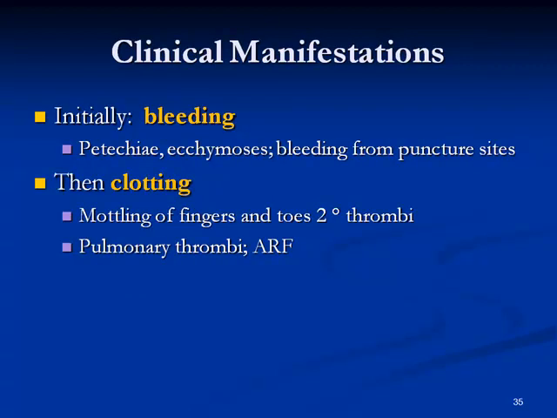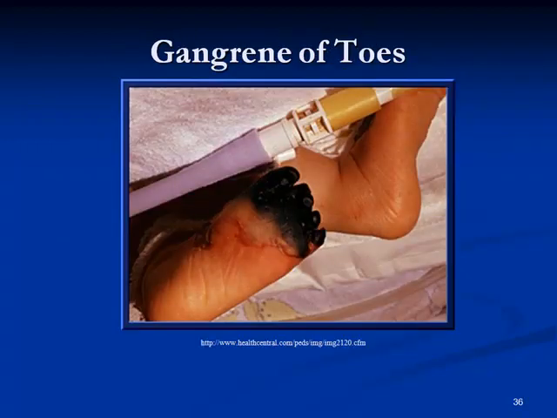So bleeding happens. We see bruising and petechiae, and then clotting, often mottling of the extremities, the fingers and the toes, as clots occlude those blood vessels supplying that tissue. And then clots anywhere in the body: acute renal failure, pulmonary thrombosis, stroke, as I mentioned, heart attack, other kinds of ischemia as well. There's a little baby with DIC with gangrene of the toes.